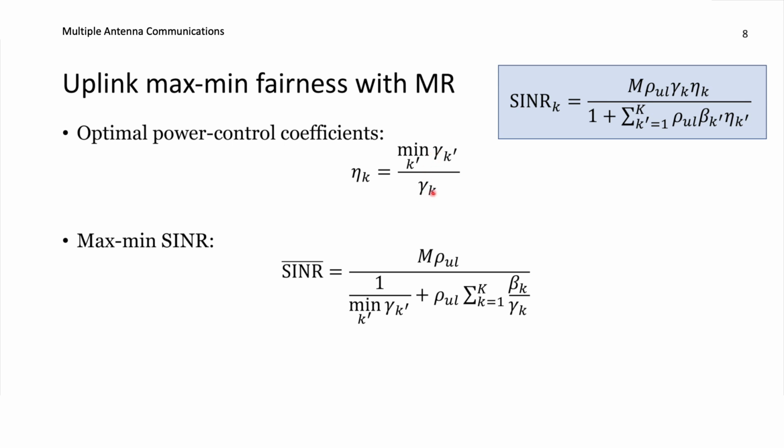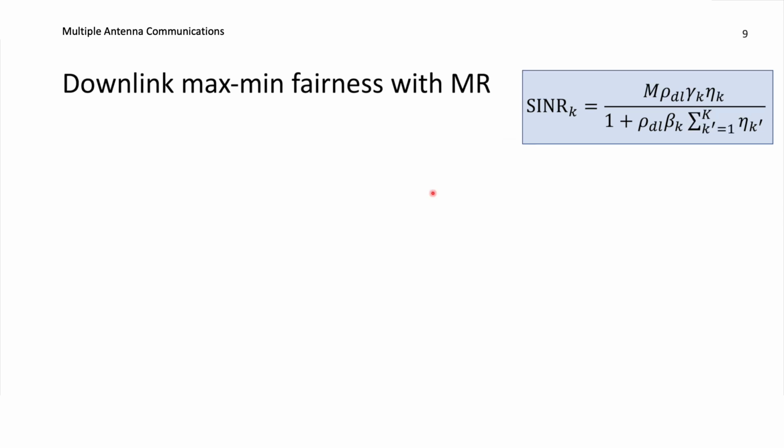So this is for the uplink. In the downlink, we have something that becomes somewhat different, because now we are not allowing every user to transmit with the full power. We have a downlink setup where we have a maximum power budget, and we would like to divide it between the different users.